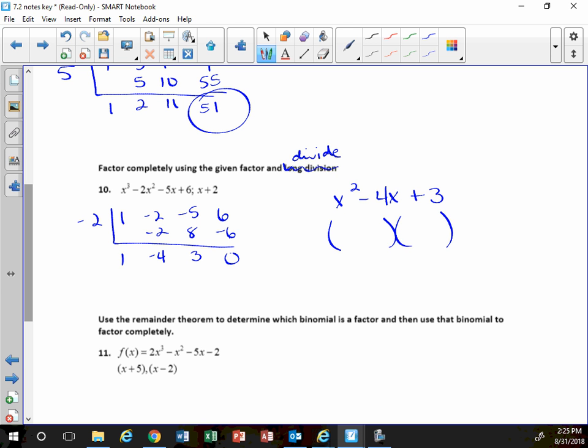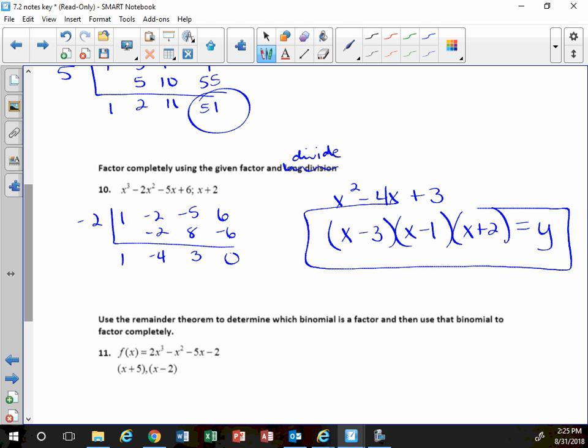What does that factor into? Close. Yes. X minus 3, x minus 1. Now it says factor completely. That means the factor you're given is also going to be a part of your answer. So next to this, you're going to write x plus 2. And then to make it actually like a function, set it equal to y or f of x, something like that.